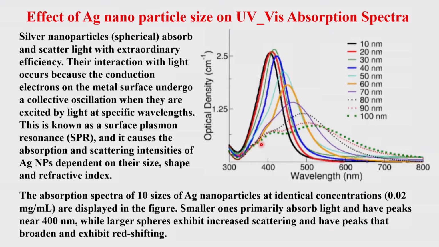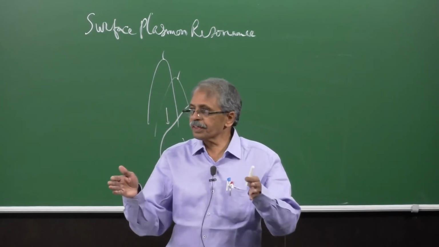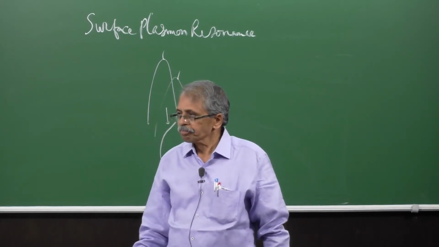So when you go to 100 nanometers, you can see one SPR band around 400 nanometers, another around 520 nanometers, which is somewhat away from the original, which is 410, not only in position, but also in the intensity, and also in the width and the shape, all of this.